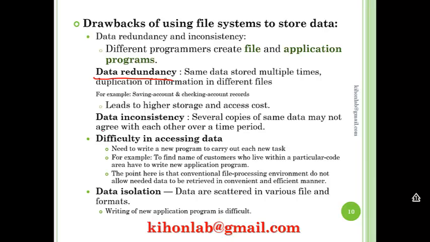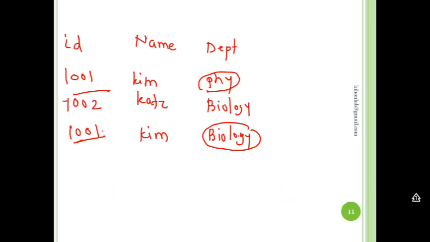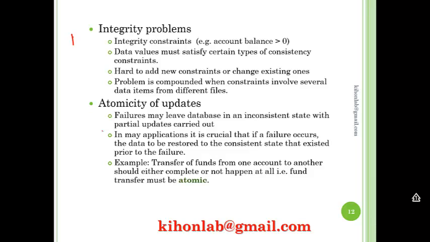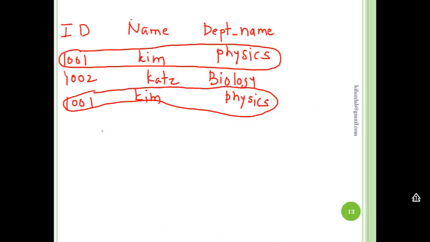The third drawback is data isolation. Data are scattered in various files and formats, so writing a new application program is difficult. Over a period of time, many application programmers have been involved in writing the application, the data is scattered, and to make any change or formatting, one has to write a new program, which is again difficult. The next drawback is the integrity problem. What do you mean by integrity? You can observe here, account balance is greater than 0. Integrity problems are nothing but checks, or you can call them constraints.